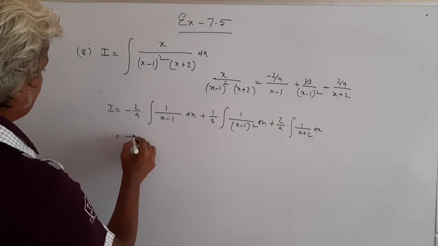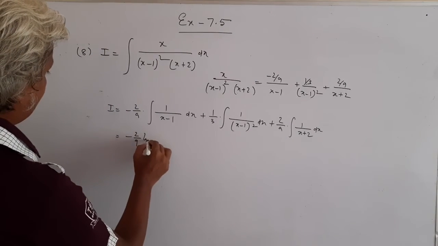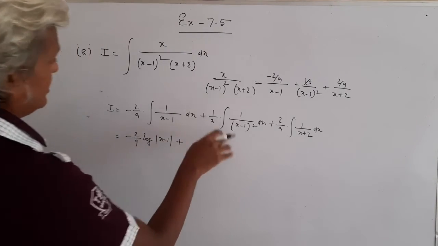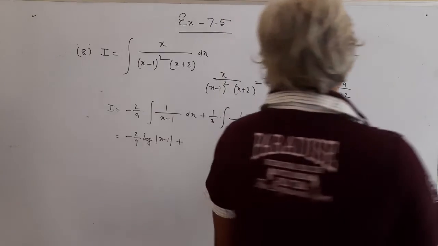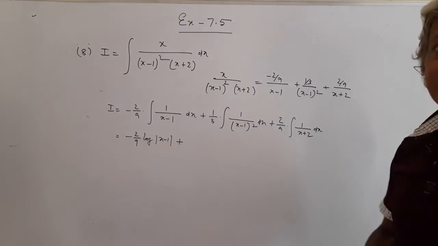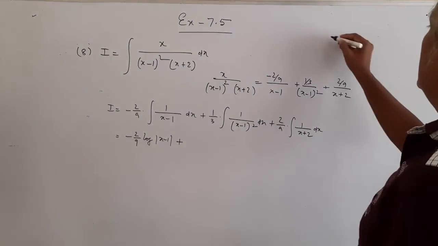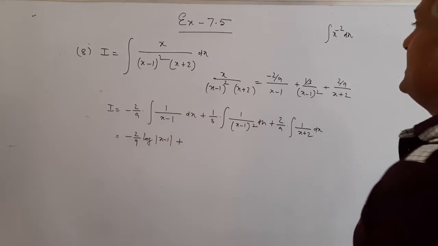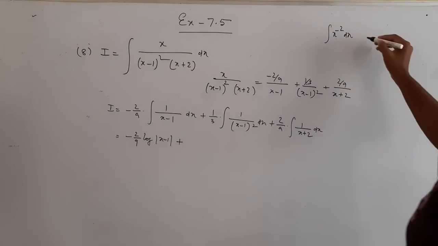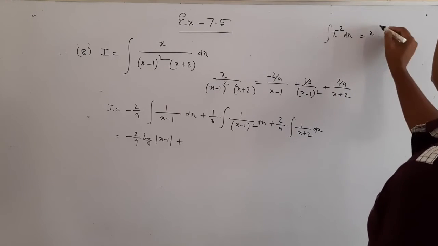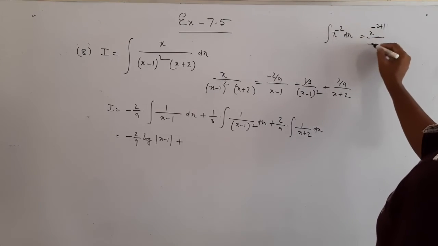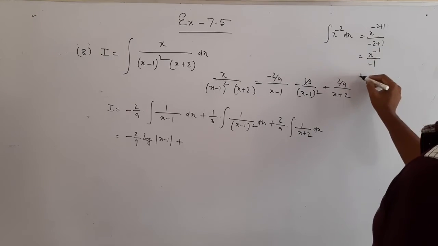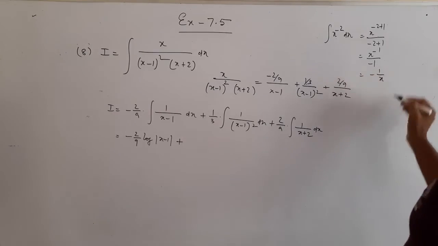Now on integration this becomes minus 2 by 9 log mod x minus 1 plus, what is the integration of 1 over x square? So integration of 1 over x square is just minus 1 over x. How? 1 over x square can be written as x to the power minus 2, and the integral gives you x to the power minus 2 plus 1 over minus 2 plus 1, that is x to the power minus 1 over minus 1. Now it is minus 1 over x.